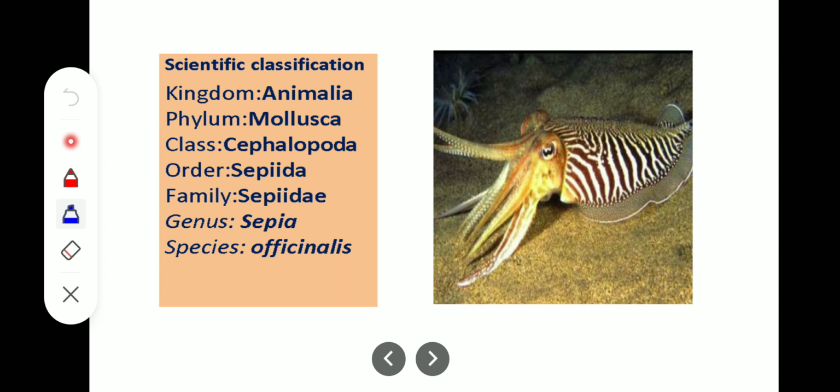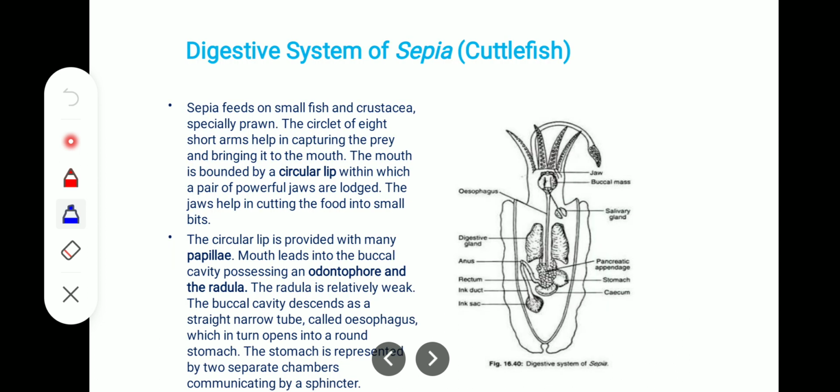See the photographs of the cuttlefish or the sepia. So sepia are commonly known as the cuttlefish. See the diagram. First we see the points one by one. Sepia feeds on small fish, crustaceans and other cuttlefish also.